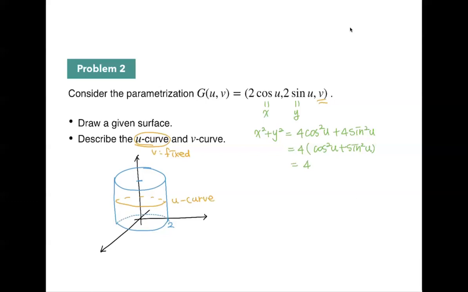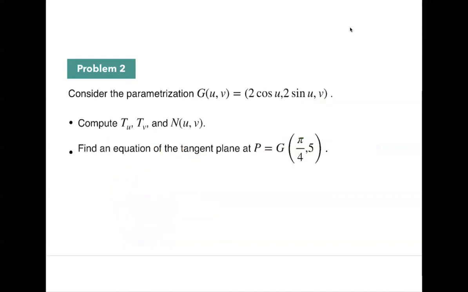And our v curve is just a vertical line like this. Because if u is fixed, then x and y are fixed, and only z is changed. So x, y are fixed and only the z height is changed. So it is the v curve. So we found the u curve and v curve. And then what we want to do is compute T_u, T_v, and find the normal vector here.